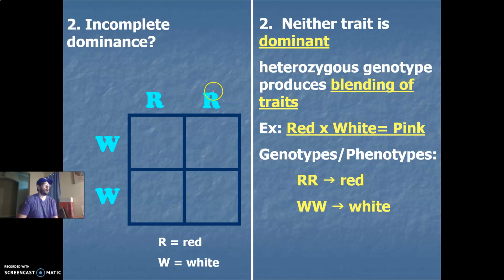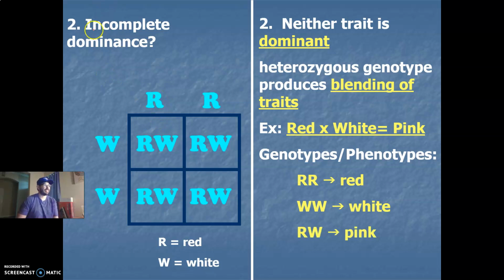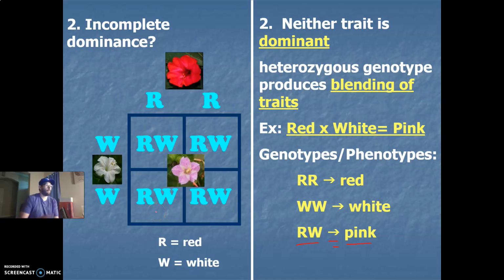So we look here, RR means red, WW means white. So when we do our Punnett square like we normally do, put them in there. This is kind of weird. We've never done this before. You've never seen this, so it's a little awkward. But this is going to be a blending of traits. This is incomplete, so if we get RW, that is going to make pink. So this one would be red, white. All four of these are going to be pink. The two traits blended together, okay? It's not a red flower, it's not a white flower, it's a pink flower. They blended. This is called incomplete dominance, okay?